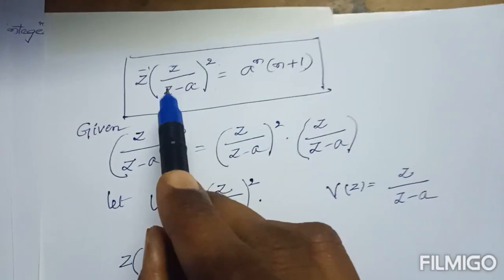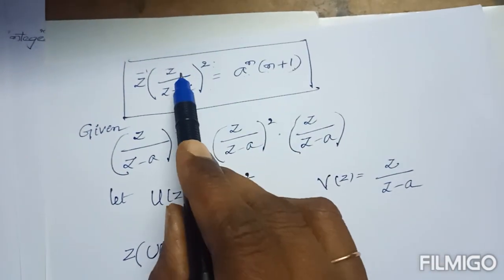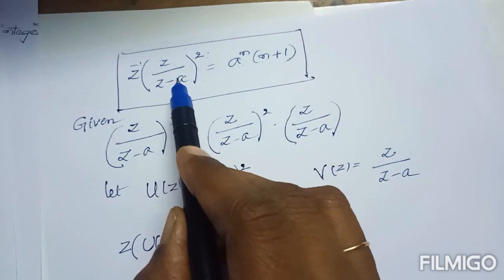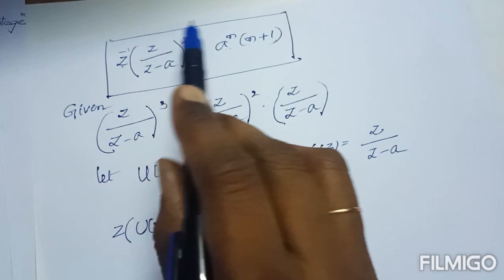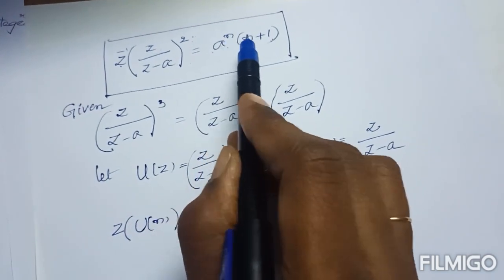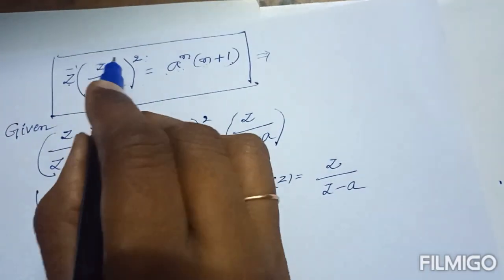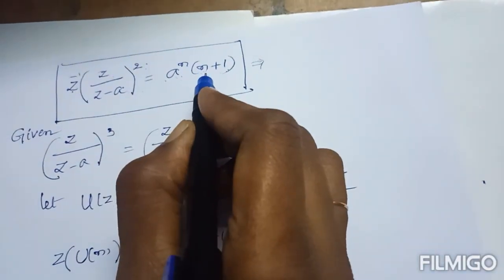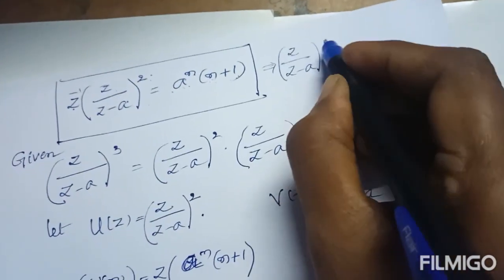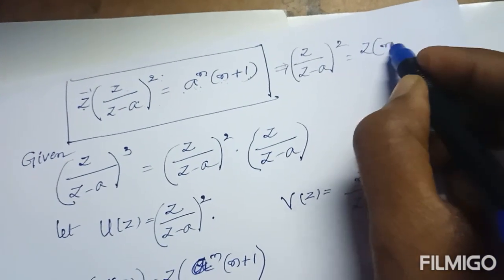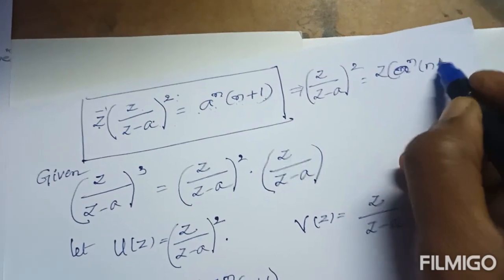Once again, Z inverse of z by z minus a whole square equals a power n into n plus 1. Then z by z minus a whole square equals, now you should write Z inverse on the opposite side, so Z inverse will be changed to Z of a power n into n plus 1. Look at this: z by z minus a whole square is equal to Z of n into a power n into n plus 1.